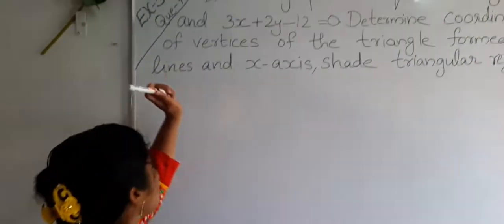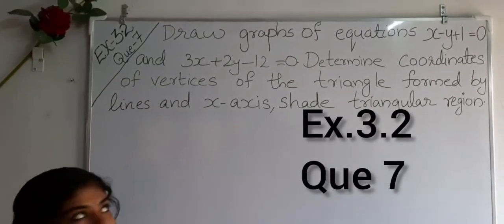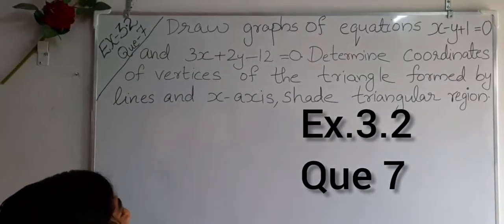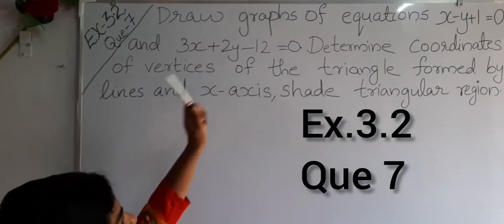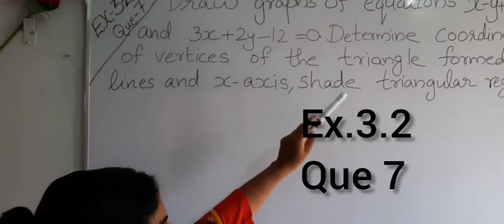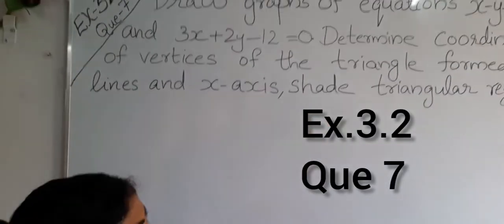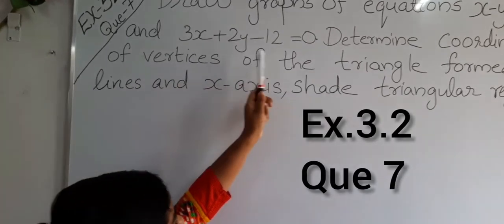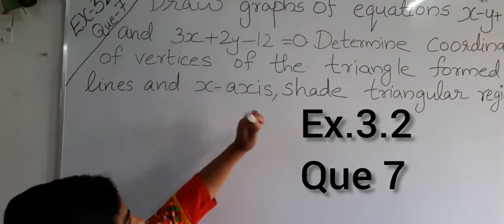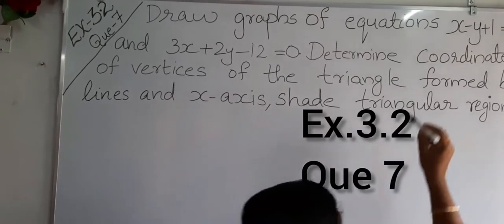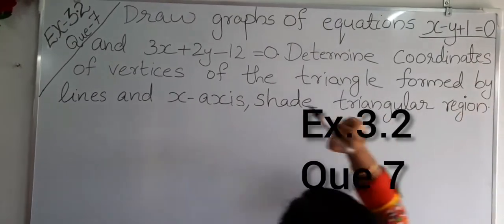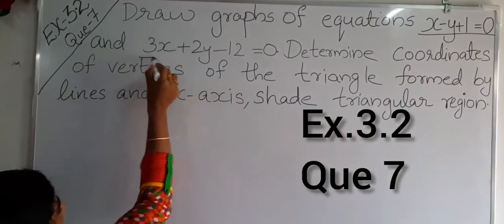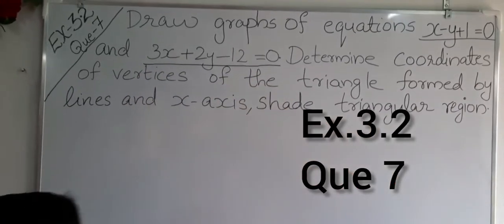Exercise 3.2, question number 7 in your textbook. So I am reading the question. Draw graphs of equations x minus y plus 1 equal to 0 and 3x plus 2y minus 12 equal to 0. These are your equations. Here we have two equations. First equation, and this is your second equation.